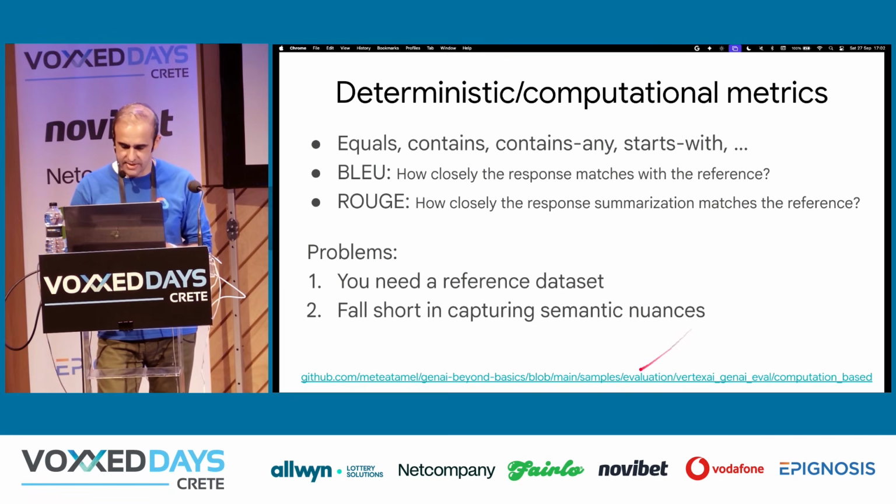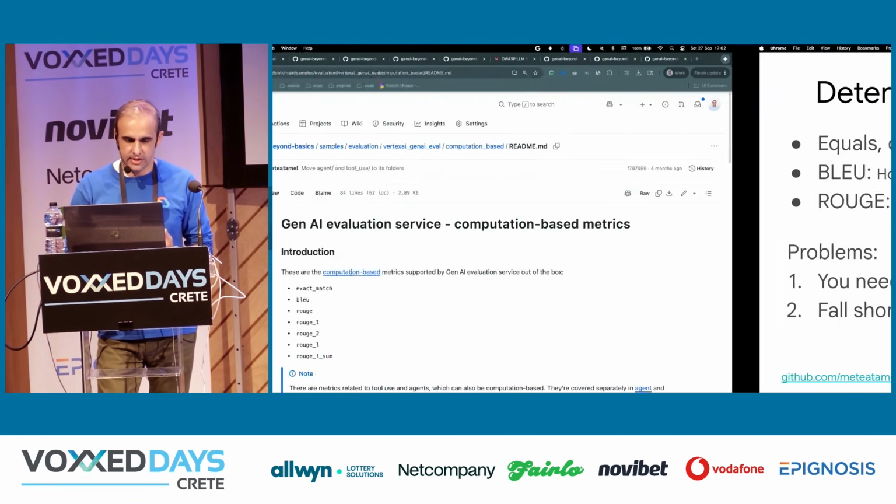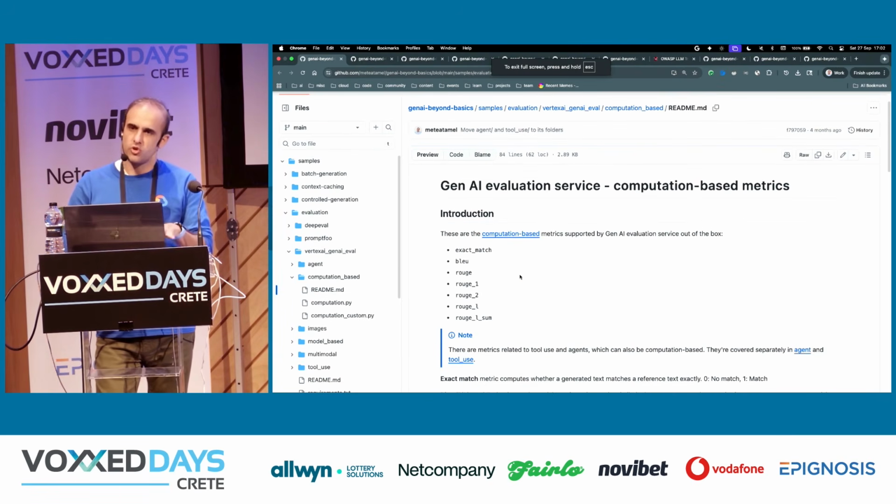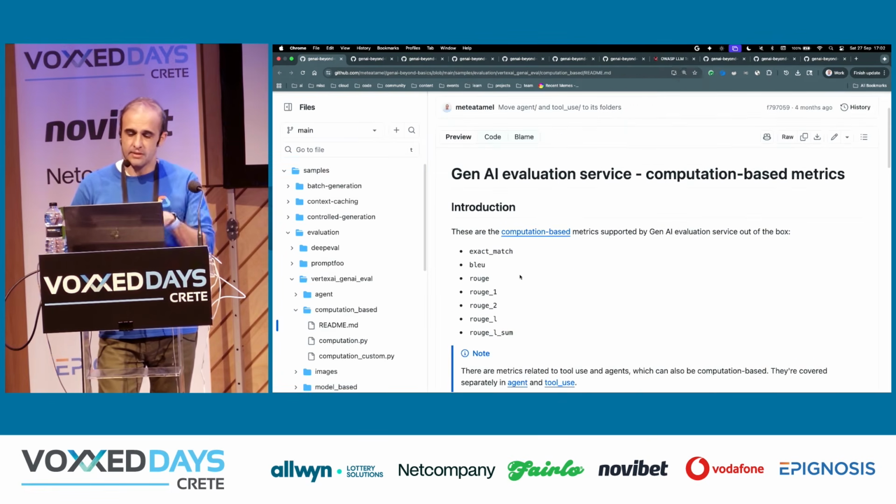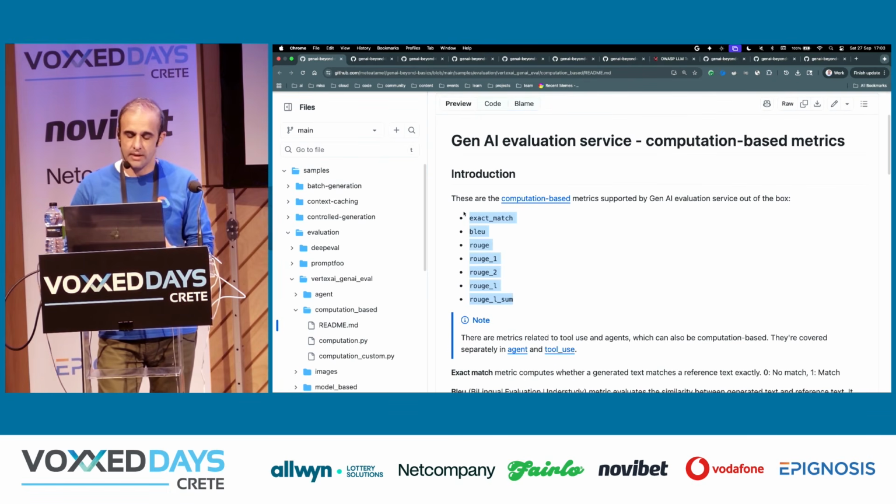So let's look at an example from Vertex AI, Gen AI Evaluation Service. I'm going to show you different tools for different things so that you get an idea of what kind of tools exist. So in this case, I'm showing you Gen AI Evaluation Service. And in here, they call these computation-based metrics. By default, the Gen AI Evaluation Service has these metrics out of the box. So it can do exact matching, BLEU, ROUGE, and different flavors of ROUGE if you want.